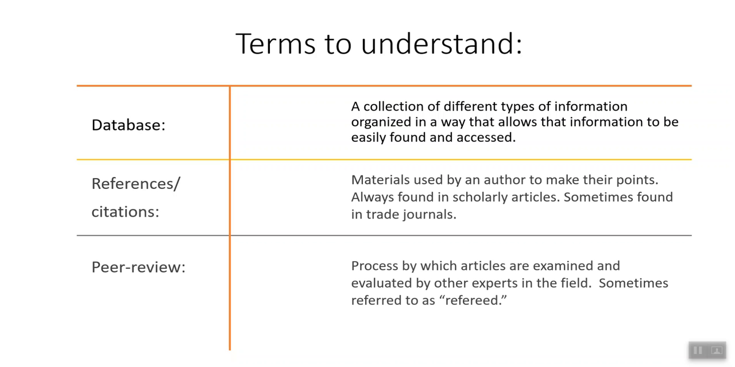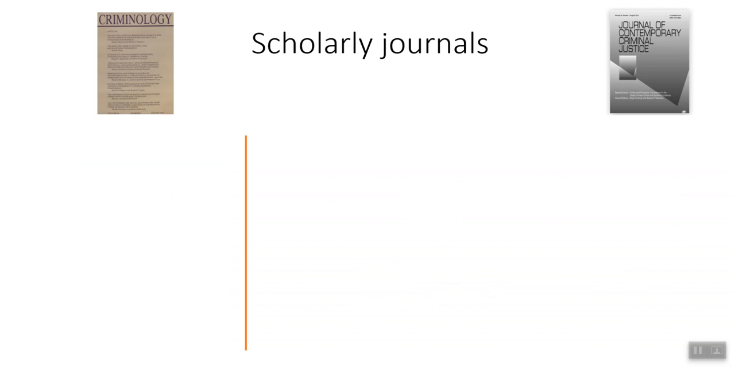Peer review is the process that is used to make sure that the articles that go into a journal are of high quality. So a peer-reviewed article is one where other scholars looked at it and gave feedback, and then the initial author made revisions before it could be published. It could also be referred to as refereed or peer-reviewed.